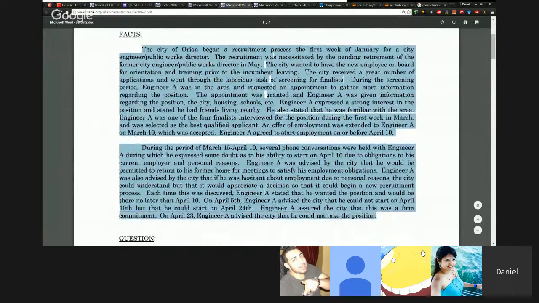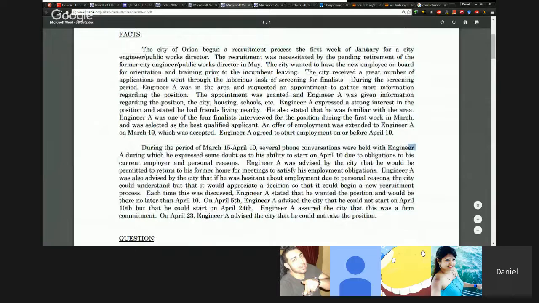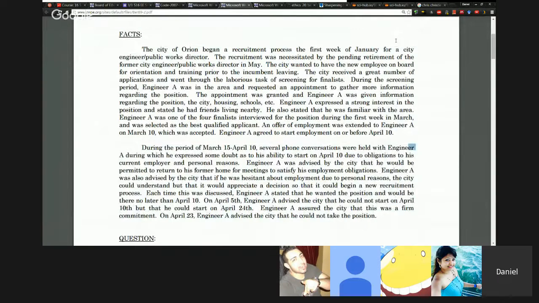So the city of Orion began a recruitment process in the first week of January for a city engineer public works director. The recruitment was necessitated by the pending retirement of the former city engineer public works director in May, so they began the hiring process in January in preparation for the works director to leave in May. The city wanted to have a new employee on board for orientation and training prior to the incumbent leaving. The city received a great number of applications and went through laborious tasks of screening for finalists.